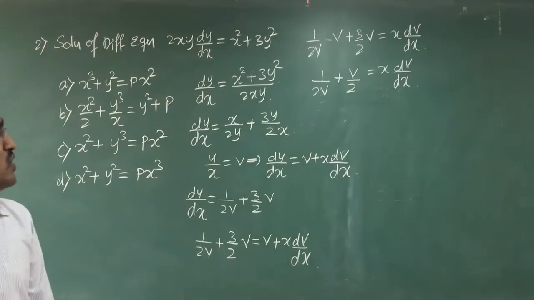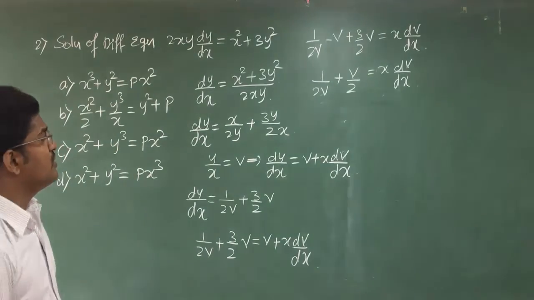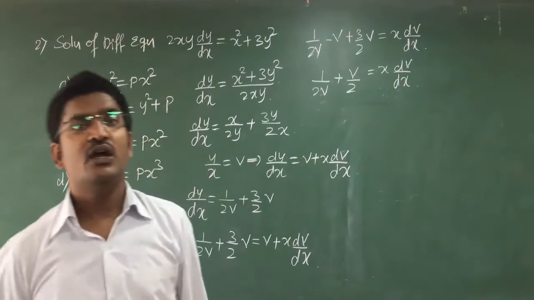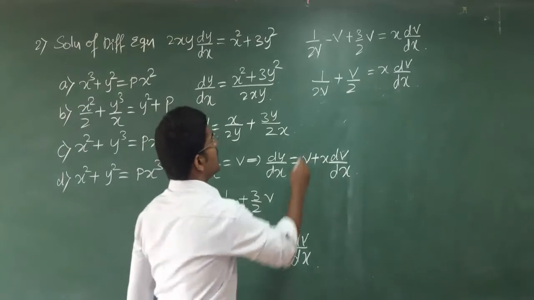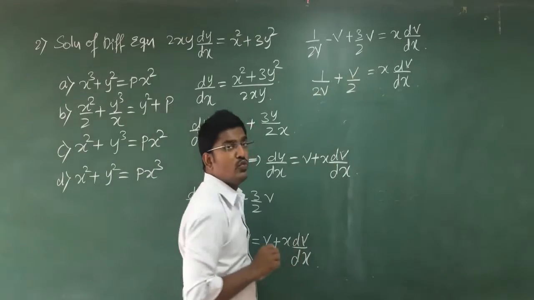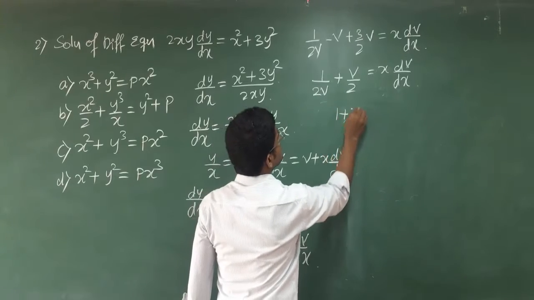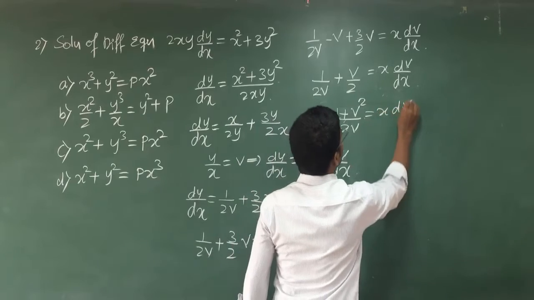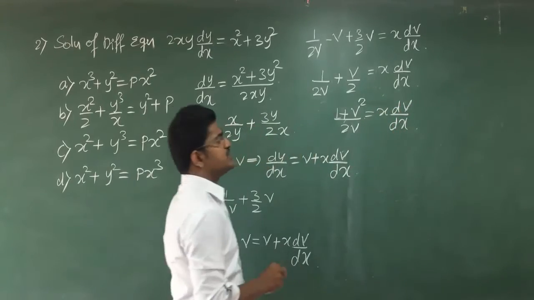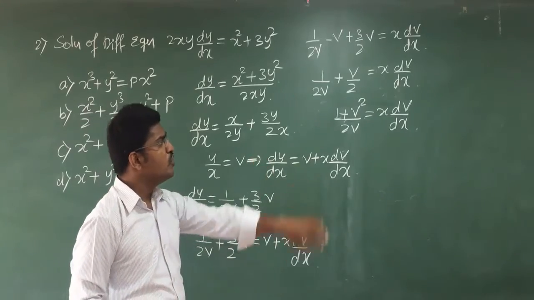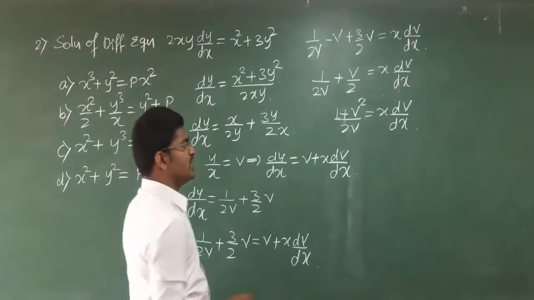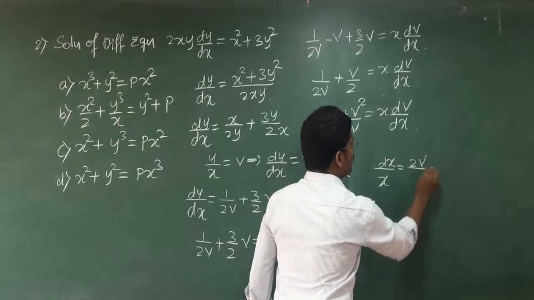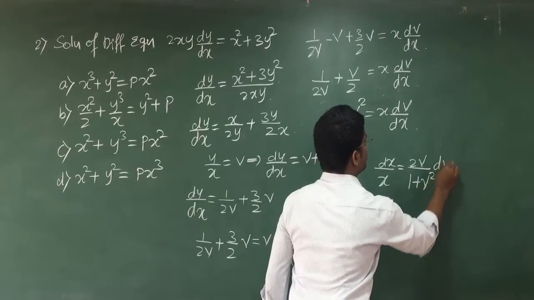Okay. So now if you want to simplify, the LCM will be 2v. For that, here you have to multiply with v, so that 1 plus v square divided by 2v will be equal to x into dv by dx. Clear, students? So if you separate the terms and integrate, it will be dx by x equal to 2v divided by 1 plus v square into dv.